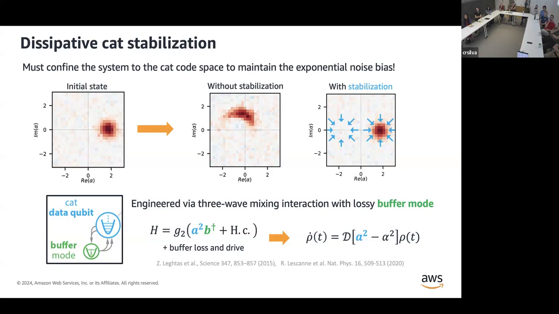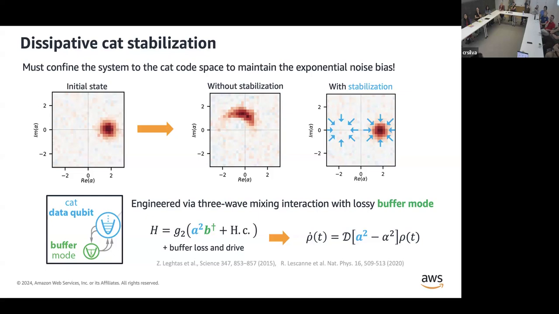And then if you make the buffer mode very lossy, in the sense that it just loses photons very quickly, kappa is big here, what will happen? 2 photons from this get exchanged by 1 photon of this. So 2 photons go here and it leaks very quickly. Then you end up in a dissipative process where your bosonic qubit loses pairs of photons, instead of just losing 1 photon at a time. Then you can do a 2 photon drive here as well and get this parameter.